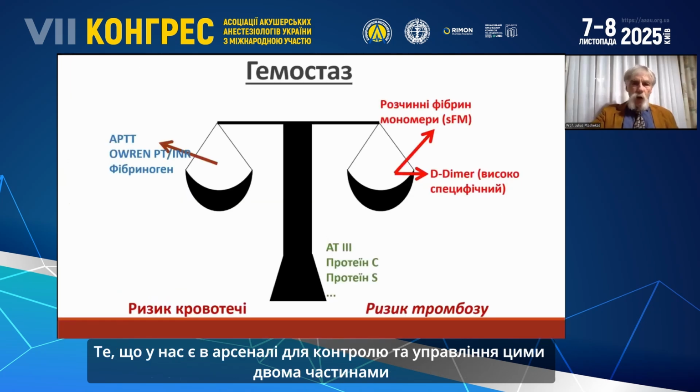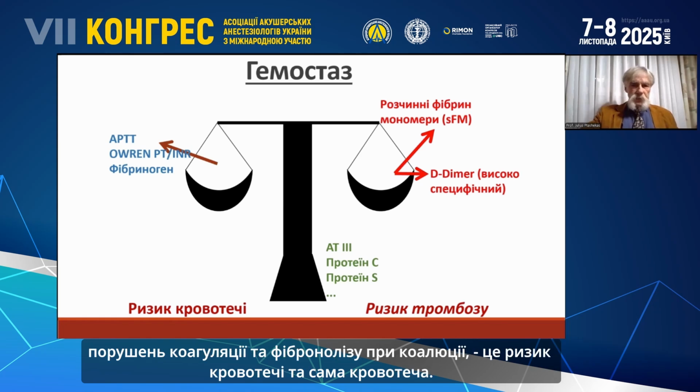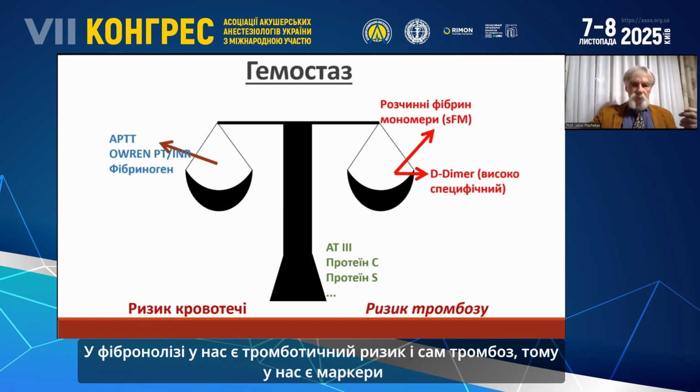What do we have in our arsenal to control and manage those two parts, coagulation and fibrinolysis? Disorders in coagulation mean bleeding risk and bleeding itself. Disorders in fibrinolysis mean thrombotic risk and thrombosis itself.